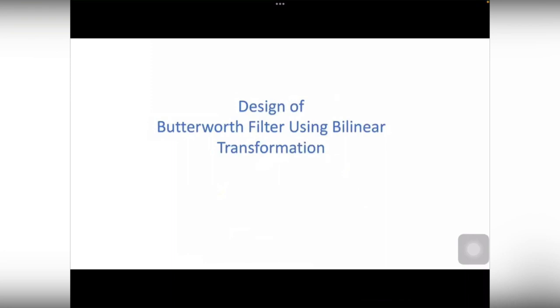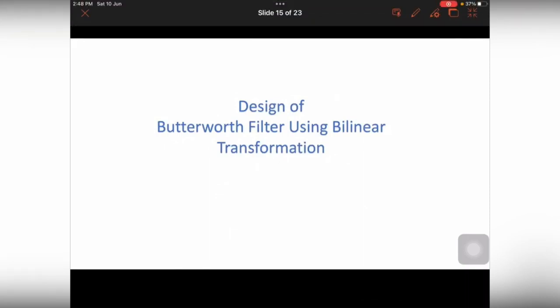In this class, we will discuss the design of Butterworth filters using bilinear transformation. Before starting the actual problem of bilinear transformation, let us recall the previous problem, that is the Butterworth filter. The design procedure remains the same except for the last step.